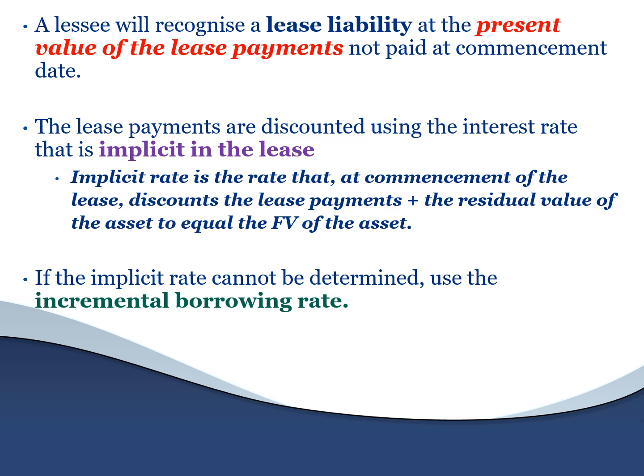Now, it says here that the lessee must recognize the lease liability as the present value of the lease payments not paid at the commencement date. Okay, so effectively it says you take all the unpaid lease payments and effectively you present value those back, discounting them at the implicit rate in the lease. What's very important here, the implicit rate, of course, is that rate that at commencement of the lease discounts the lease payments plus any residual value of the asset, effectively back to being the fair value of the asset today. That's the same as we had under IAS 17. Remember, if you can't determine the implicit rate, you can use your incremental borrowing rate in doing that discounting.